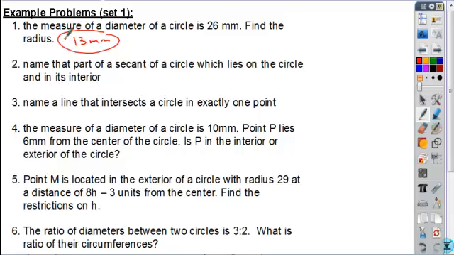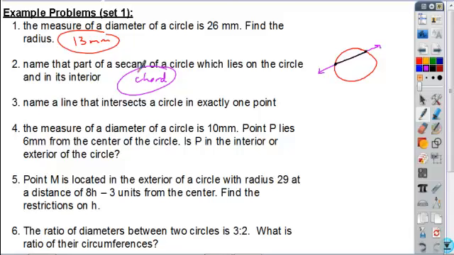This is one where it might be helpful to draw it. So if you say, name that part of a secant. If we take our circle and we draw a secant, or a line that passes through in two places, and we find what part of this lies on the circle. There's only two parts that fall on the circle, and in its interior. So here's the interior. What would this be called? Chord. Good.